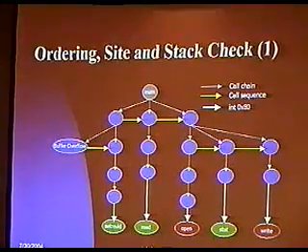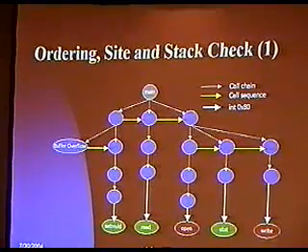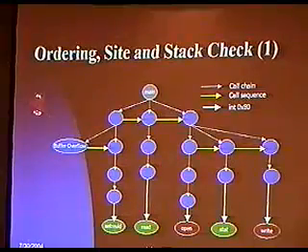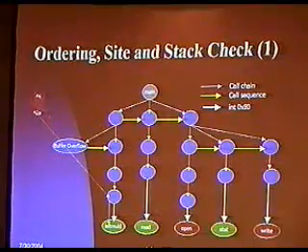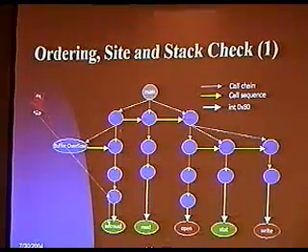So we can prevent this if we do the stack check as well. We do ordering, we do site, we do stack check. In this case, the attacker can do the same thing and try to go here. When this is done, the control has to go back to the original flow, because he cannot fake the return address. Because if he understands we are checking, then he cannot fake it.